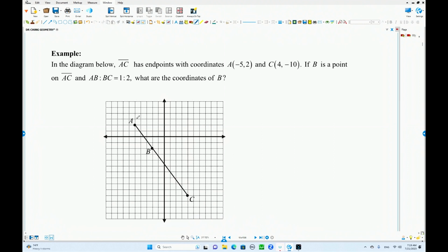So we have one example over here. A is (-5, 2). C is (4, -10). This is B there. So this is a 1 to 2 ratio this time. So 1, 2. We're going to try it in two different ways.